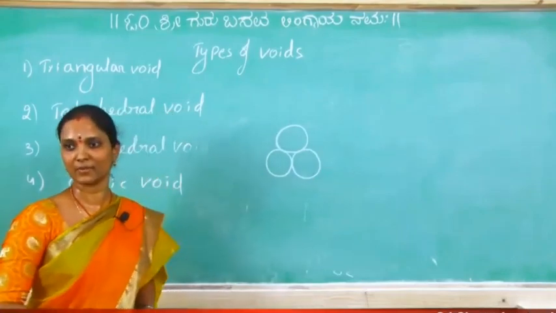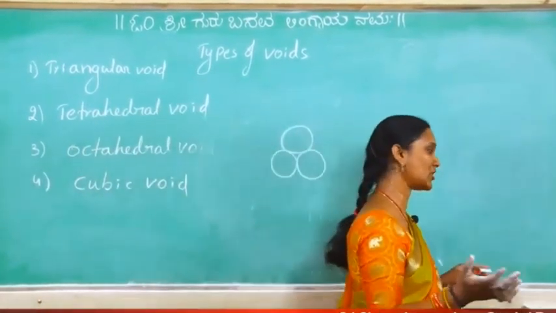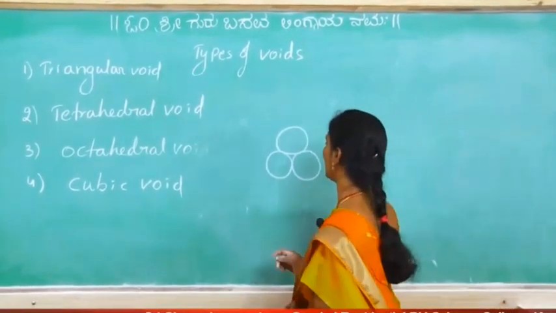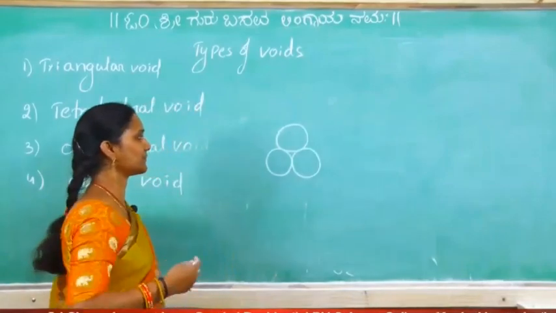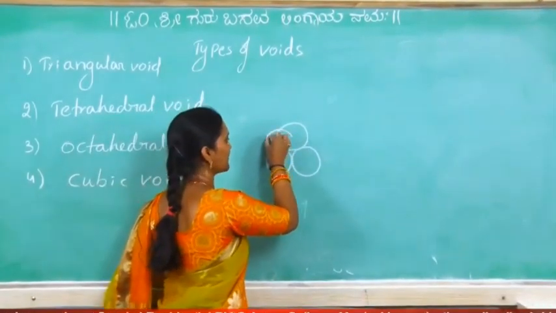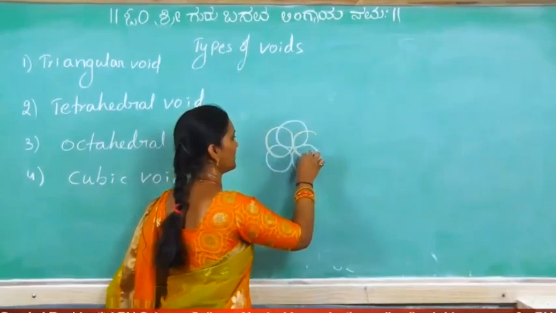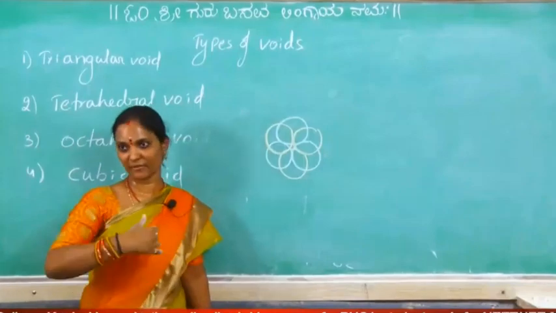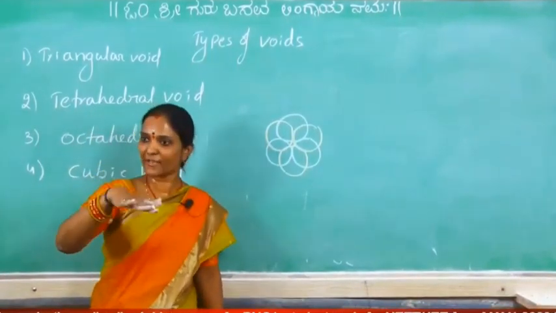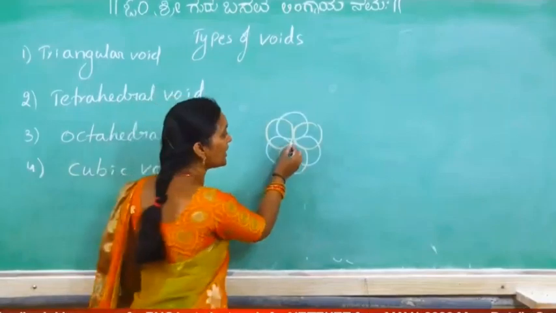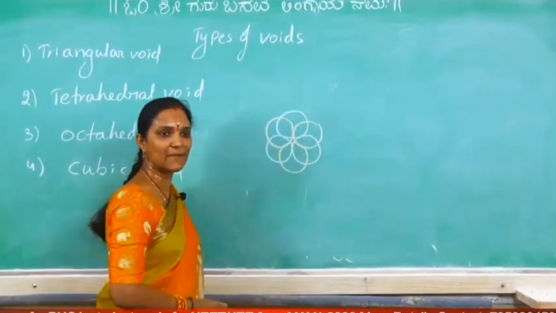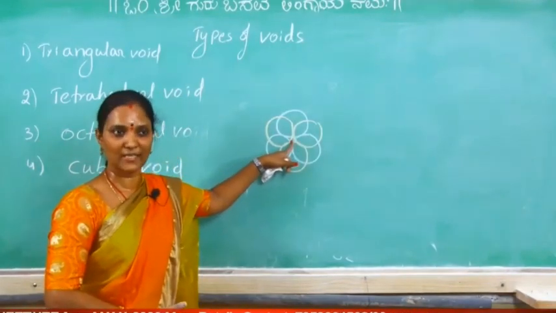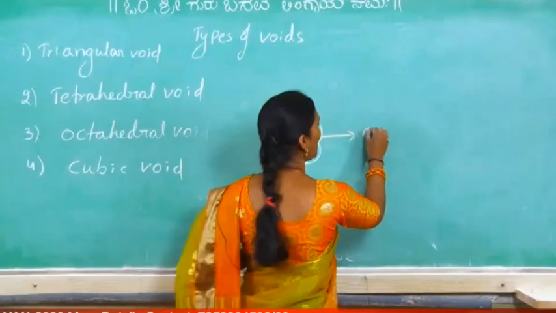Three particles from one layer. Okay, 3-dimensional imagination. Imagine that. This is from one layer, and the next 3 particles from another layer. Like this I placed: 3 facing upward, next layer 3 facing downward. Now here we are getting empty space. This empty space is surrounded by how many particles? 6 particles. This empty space is named an octahedral void.